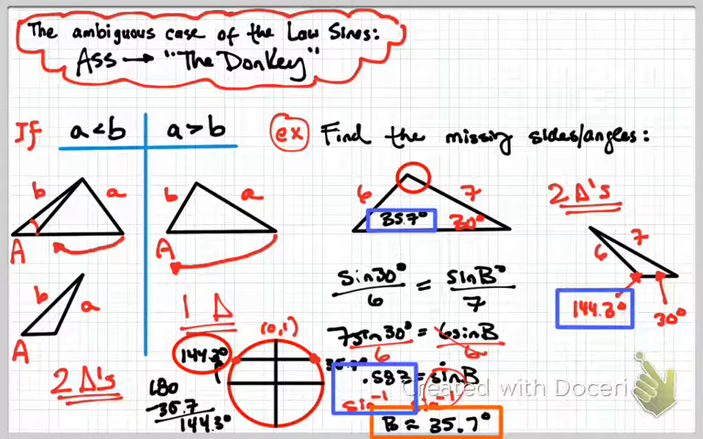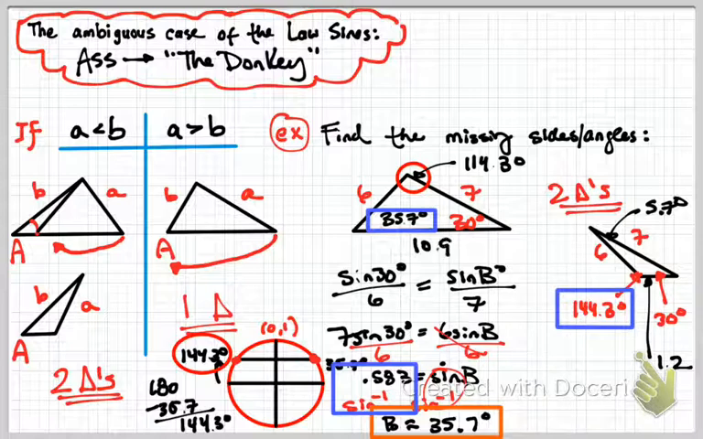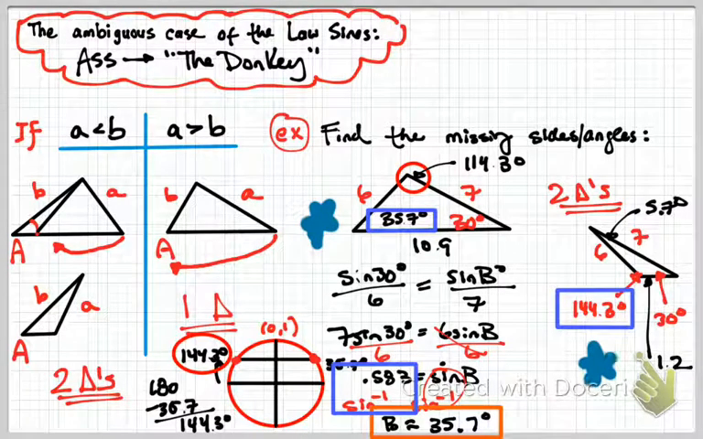To solve for the rest, you're going to use law of sines. I'll give you the answers for this. I think you find out that this angle here is 5.7 degrees, and then this side is 1.2. You find that using the law of sines. And this angle is 114.3 degrees, and the opposite side is 10.9. Which triangle is correct? Both of them are correct, because you have two triangles in this.